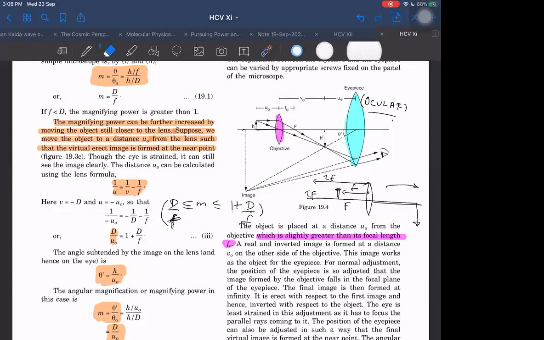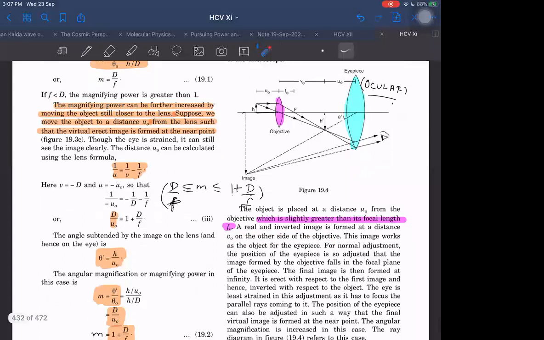So therefore, we can say that I want the object distance to be nearly equal to the focal length, but not exactly equal to the focal length, and also lying between f and 2f. So therefore, they are saying this thing. It should be greater than, and it should be nearly equal to the focal length also. Then we get a real and inverted image formed at a distance v naught on the other side of the objective.